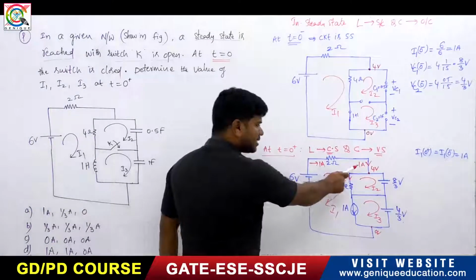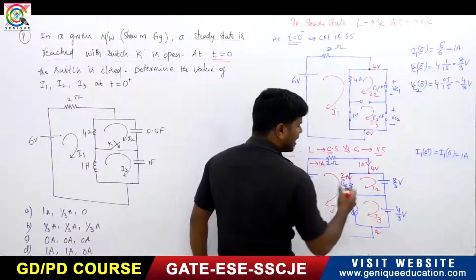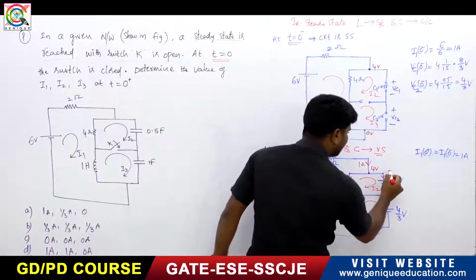Right? So this is 1. It is 1 ampere coming. 2 by 3 is coming in this direction. Now what will be this current? This current will be, since it is 2 by 3, it will be 1 by 3.